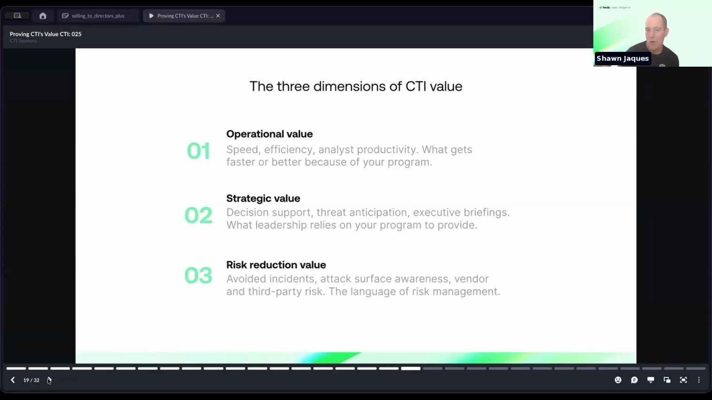Strategic value is more about what ties back into the results of the decisions that are being made. So are you providing good intel that's leading to better decisions? And then risk reduction value. This is one that's a little bit obscure. Sometimes when I talk about ROI, it's something that fits into the category of often overstated, sometimes miscalculated, sometimes used as the justification for something that was probably a little too egregious in the use.